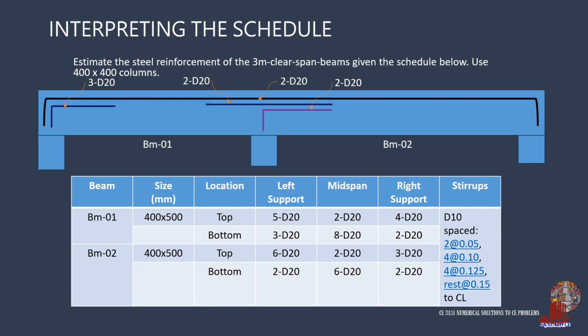The right top bars of beam 2 count to 3 D20. And with two continuous bars, there should still be one cut bar remaining. This completes the top bars on both beams.